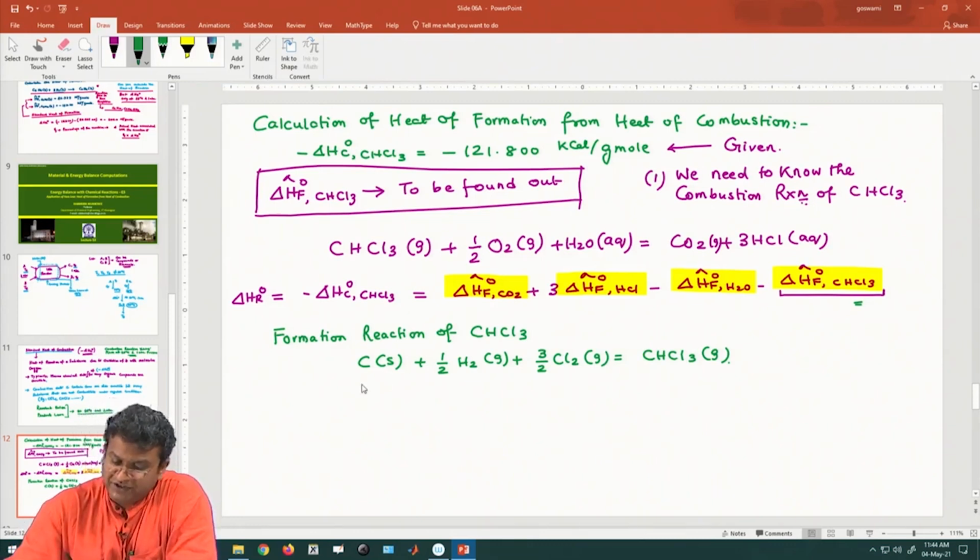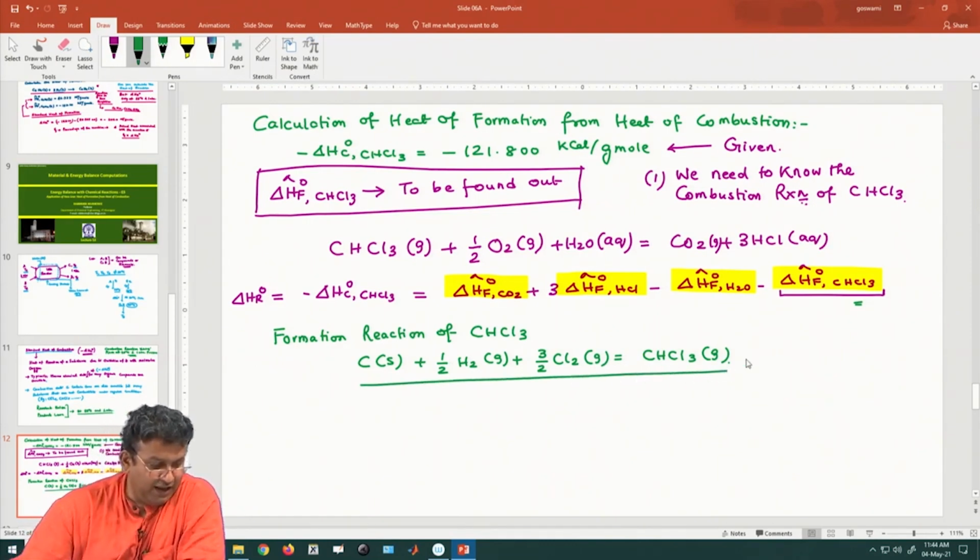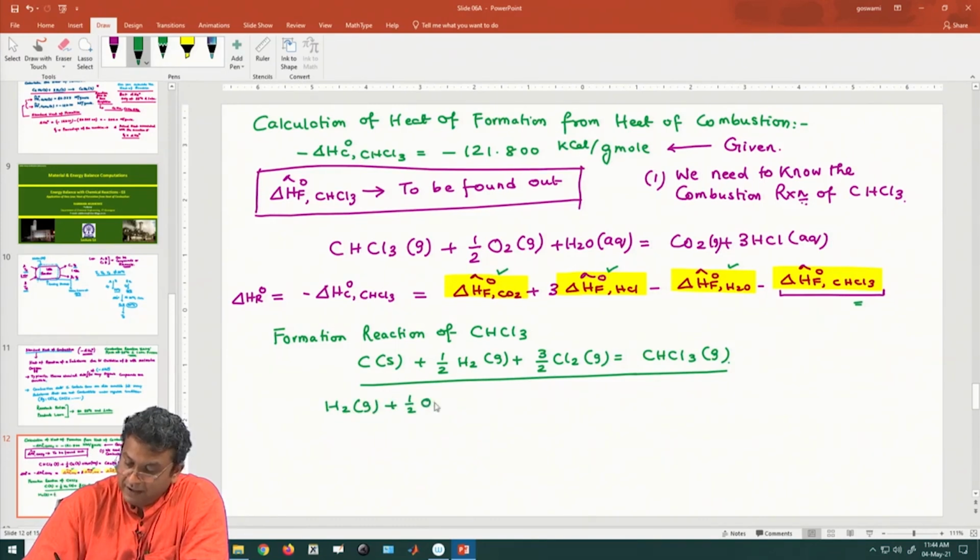So, this is the formation reaction of chloroform, this is something we also have, and let us also look into the formation reactions of these three compounds: water, hydrochloric acid and carbon dioxide, right. So, the whole purpose of this problem is to showcase to you the application of Hess law. It may not be useful in this particular case, but there are situations where you might have to solve stuff like this.